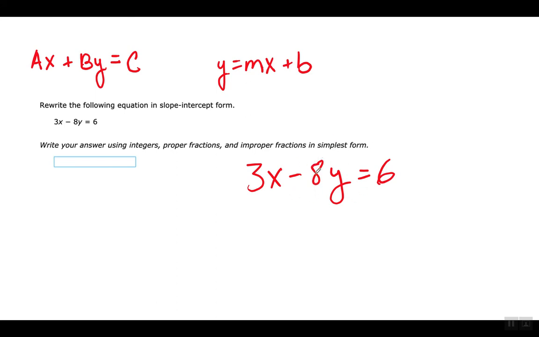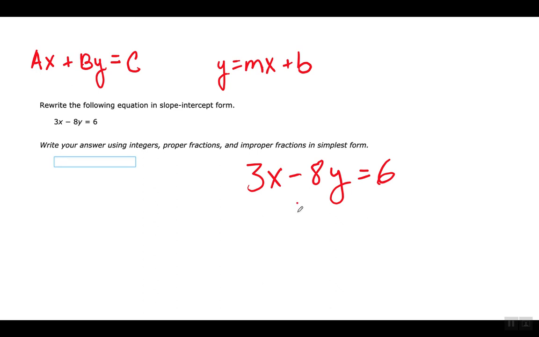Why am I moving the minus 8y to the right? Because if I move it to the right, it becomes positive, and I prefer to deal with it that way. Alright, so let me do that, okay? If I move it to the right, the number in front of y changes to positive. I think that's easier, for me at least.